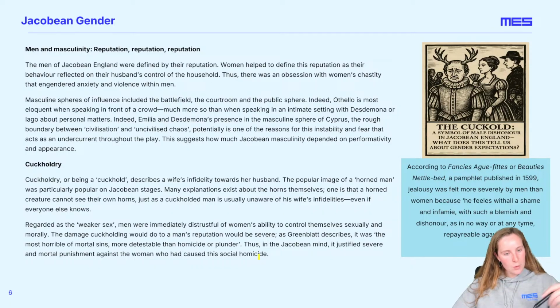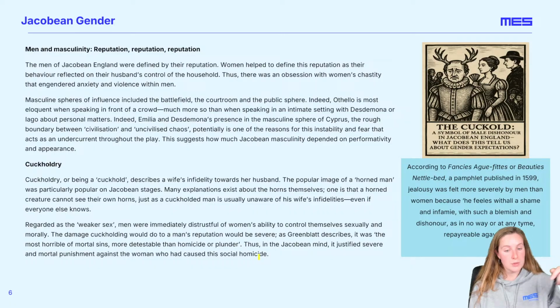Then cuckoldry, or being a cuckold, describes a wife's infidelity towards her husband. The popular image of a horned man was particularly popular on Jacobean stages. Many explanations exist about the horns themselves. One is that a horned creature cannot see their own horns, just as a cuckolded man is usually unaware of his wife's infidelities, even if everyone else knows. Regarded as the weaker sex, men were immediately distrustful of women's ability to control themselves sexually and morally.